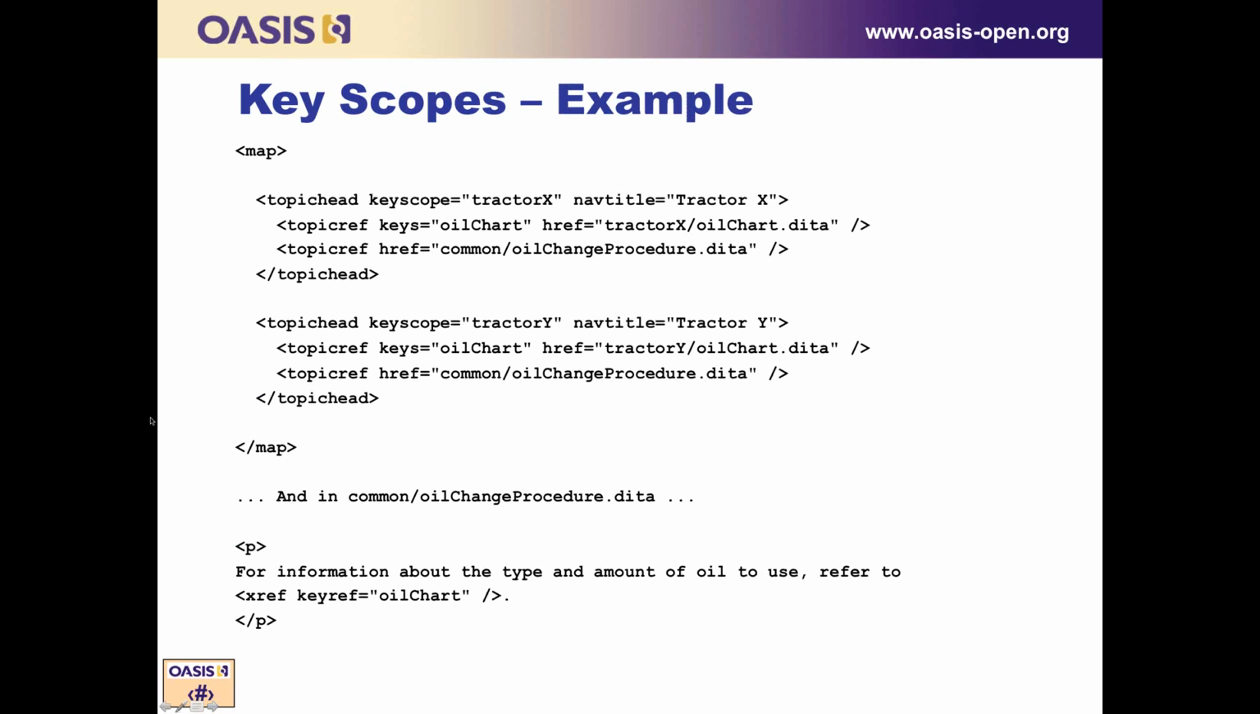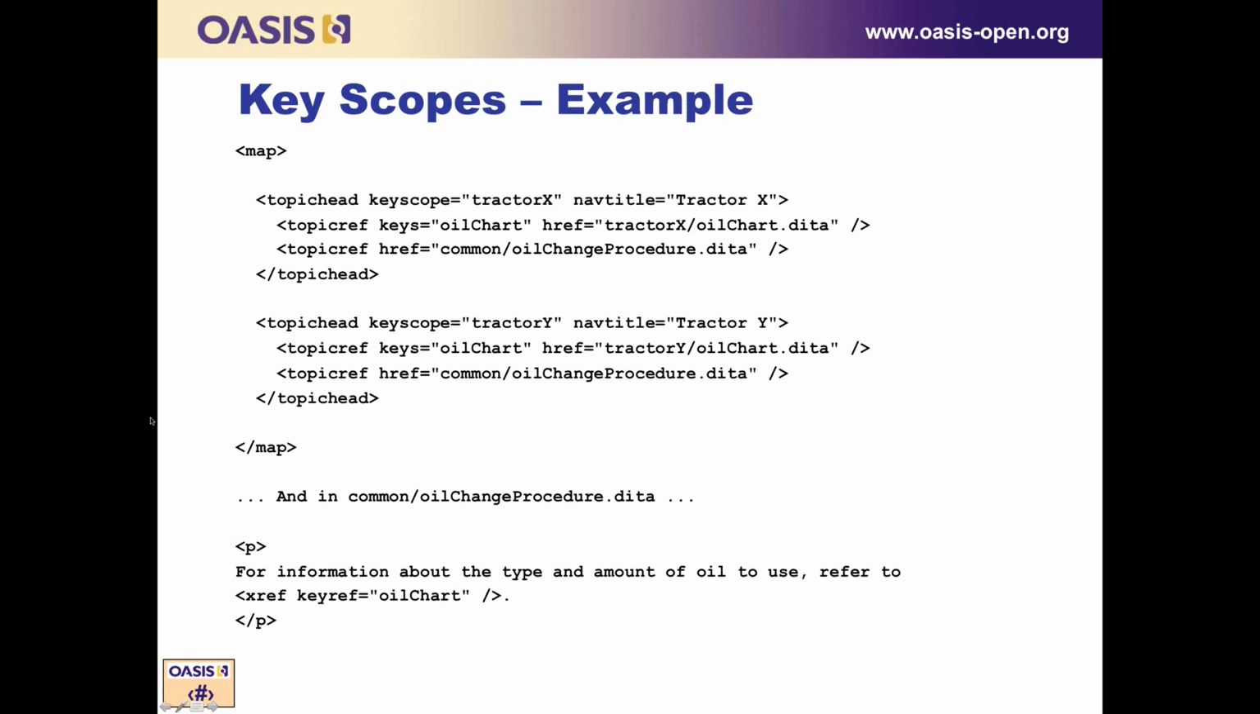Because I'm reusing the oil change procedure, if I wasn't using keys and if I didn't have key scopes, then the first definition for that oil chart key would take precedence. And in DITA 1.2, both references to the oil change procedure will wind up linking to the tractor X oil chart because it's the first definition in my map. However, in DITA 1.3, since I've wrapped each of these in a key scope, then the definition for each reference to that oil change procedure is different.